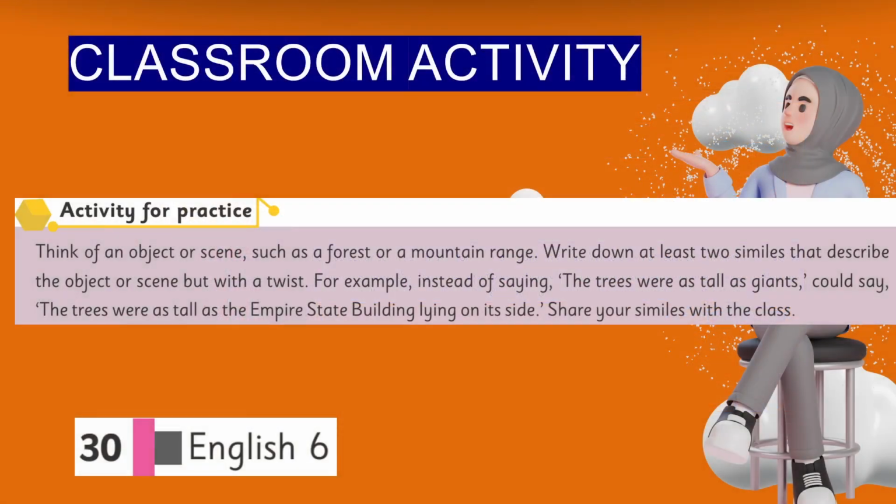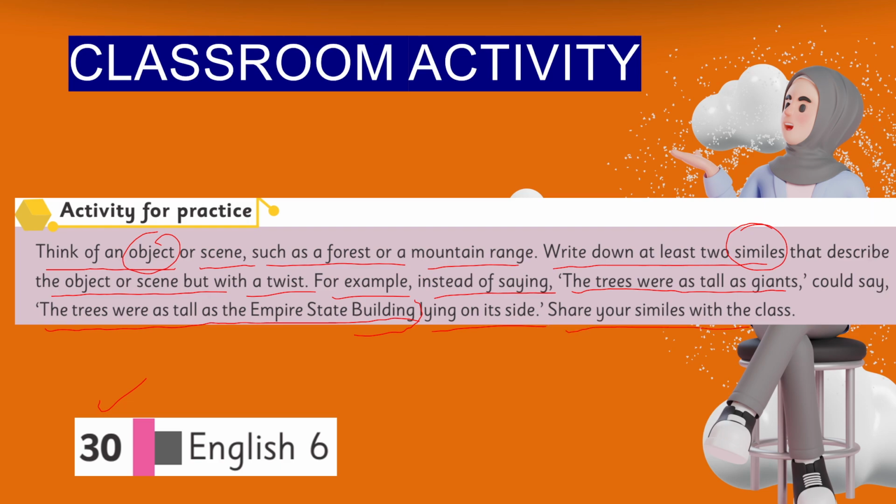For your classroom activity, from page 30 of the book, you have to think of an object or scene such as a forest or a mountain range. Write down at least two similes that describe the object or scene but with a twist. For example, instead of saying the trees were as tall as giants, you could say the trees were as tall as the Empire State Building lying on its side. So share your similes with the class.